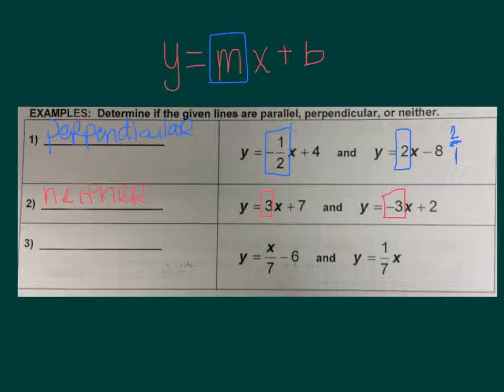And lastly, we have two equations. One is y equals x divided by 7 minus 6, and one is y equals 1/7 x. X divided by 7 is the same thing as saying y equals 1/7 x minus 6. So our slope is 1 over 7. Our slope in the second equation is 1 over 7. If our slopes are the same, that means lines are parallel.